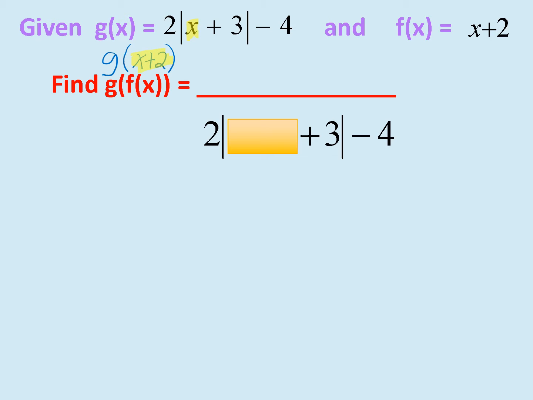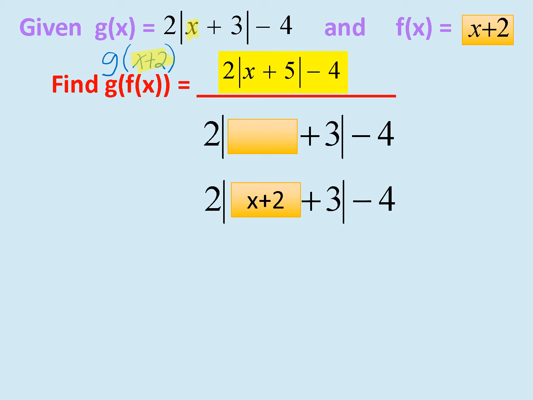So I left a blank open spot for my x. Well, in place of x, I'm going to substitute in x plus 2. Then I clean up the inside. Well, x plus 2 plus 3 is equivalent to x plus 5. So therefore, my final answer is g of f of x equals 2 times the absolute value of x plus 5 minus 4.